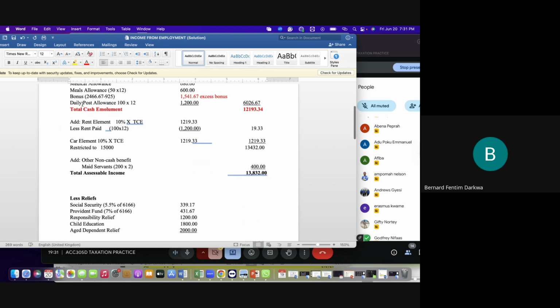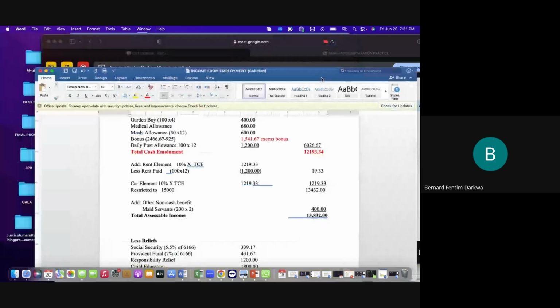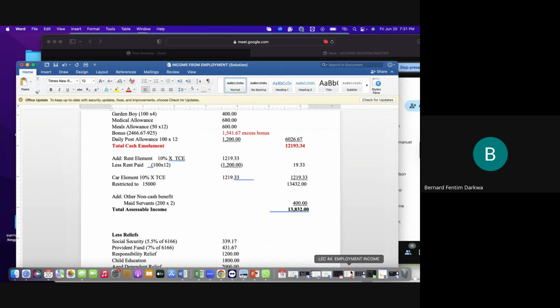So once you get your total cash emolument, the next thing is to treat the rent element and the car element. Now you see the rent element here. Why are you taking 10%? Do you know the reason why we are taking 10%? Like in the question, where is the question? This is what we are going to see.